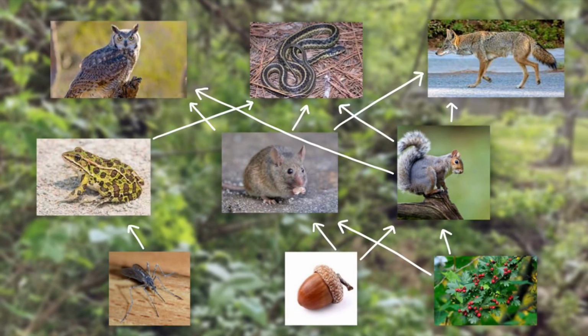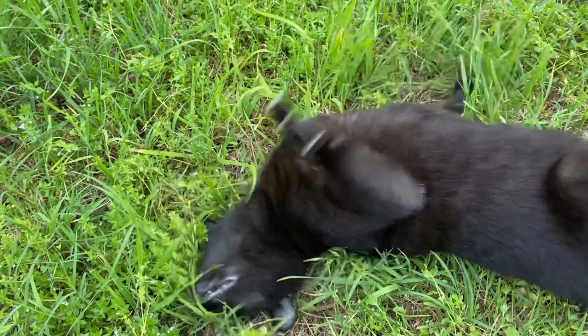With all that set aside, this is the food web of the ecosystem behind my house in the park. Here is our cat in her ecosystem.